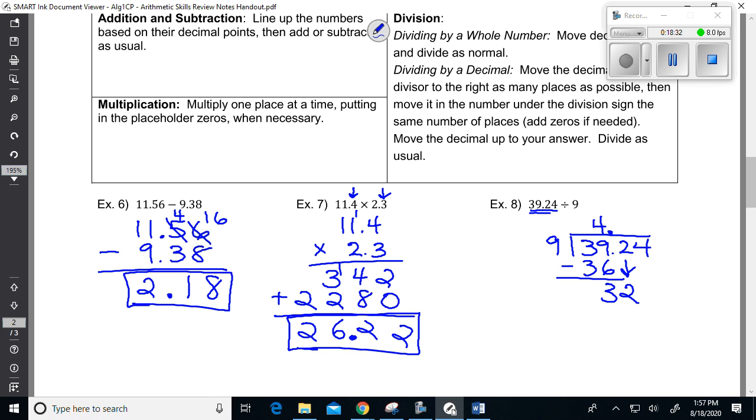9 goes into 32 3 times. 3 times 9 is 27. 32 minus 27, 5. Bring down your 4. 9 goes into 54 6 times. 6 times 9 is 54. Subtract, you get 0. So 4.36 is your answer.